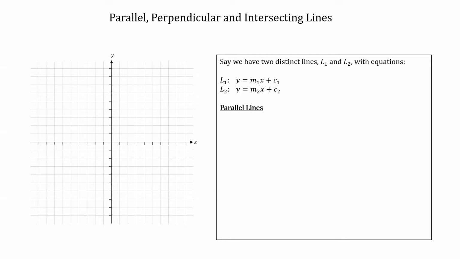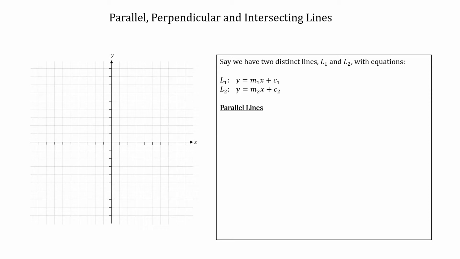Now we can go a little further and talk, specifically for parallel lines and perpendicular lines, about certain statements we can make about their gradients. So the gradients are important here. We don't care too much about the y-intercepts, but there are certain things we can say about the gradients of two parallel lines or two perpendicular lines.